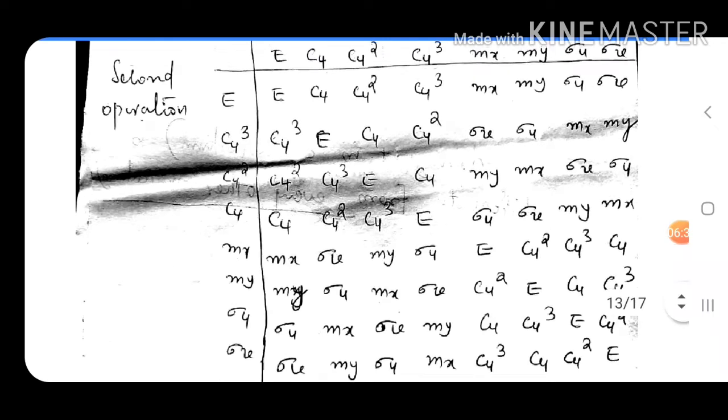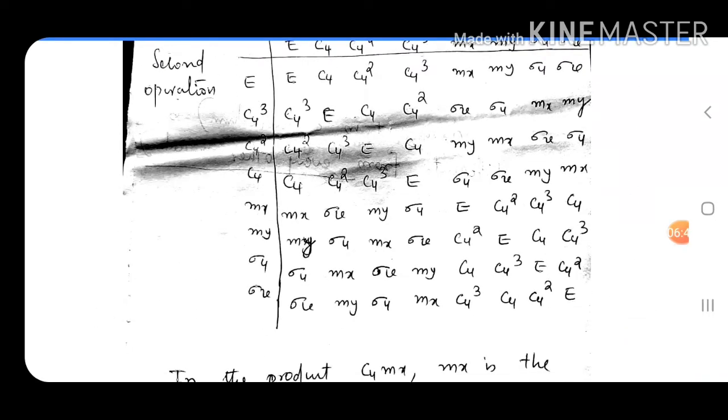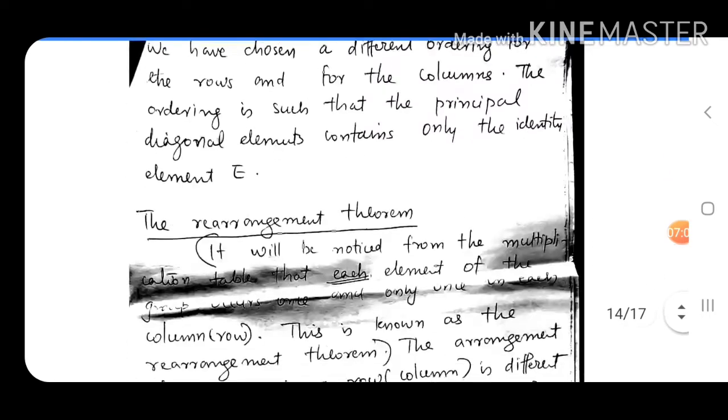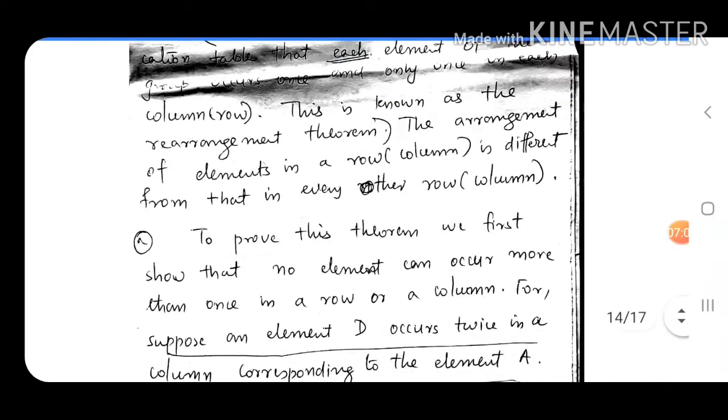So that is quite clear here. No element is being repeated. The arrangement of elements in a row is entirely different from the arrangement of elements in every other row. And in the case of columns, the arrangement of elements in a column is different from the arrangement in every other column. Okay, so this is the rearrangement theorem.